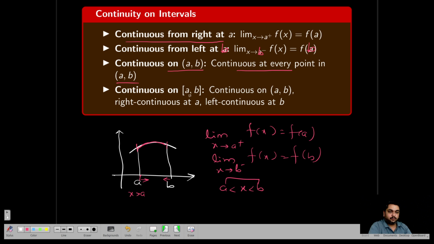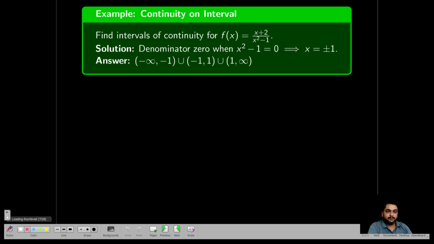Then continuous on a closed interval a comma b means it is continuous on a comma b. So all these three conditions should be satisfied. Continuous on this, continuous on this, and continuous on this. From this point also it should be continuous. This point also is included, and then this entire interval is also included. That is a closed interval. We will take some simple examples to understand.